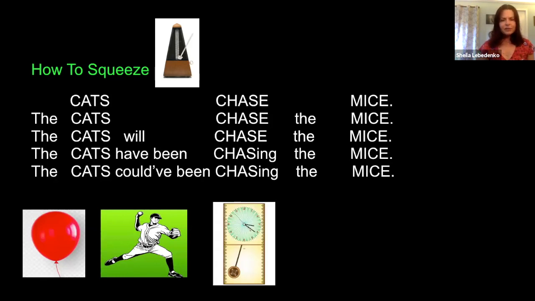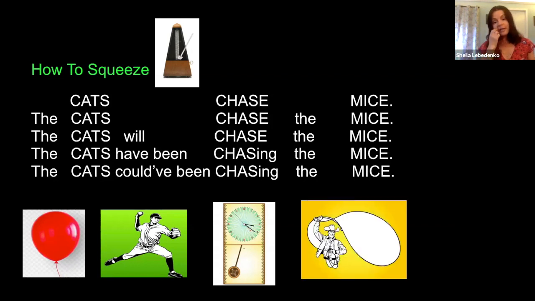Next, I have a picture of a pendulum because some of you might not want to throw, you might prefer a pendulum swinging, and it would look like this. The cats could have been chasing the mice.